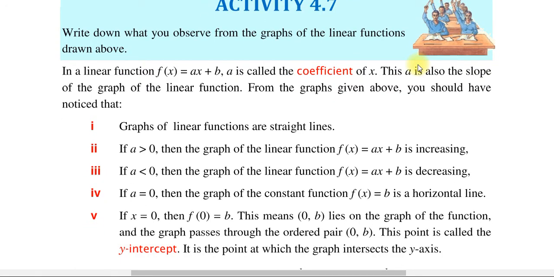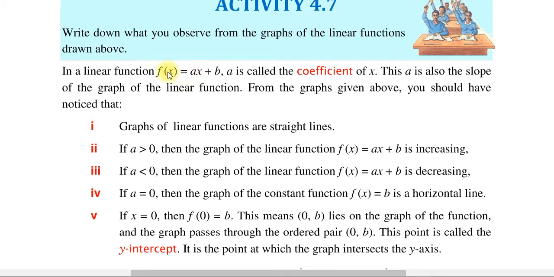In a linear function f of x equal to ax plus b, a is called the coefficient of x. This a is also the slope of the graph of a linear function. From the graph given above, you should have noted that the graph of a linear function is a straight line.